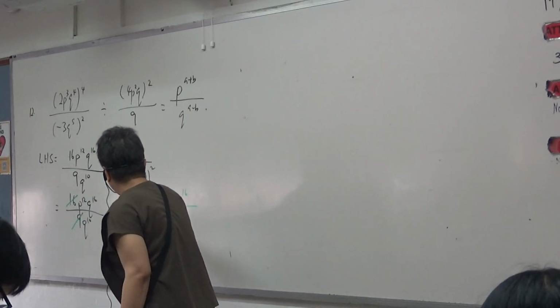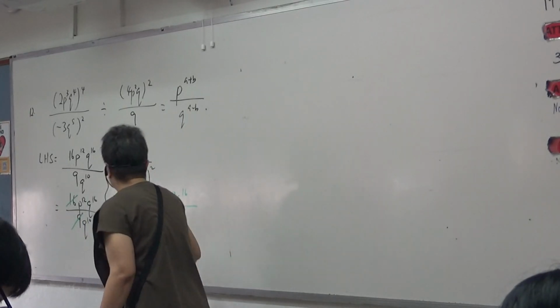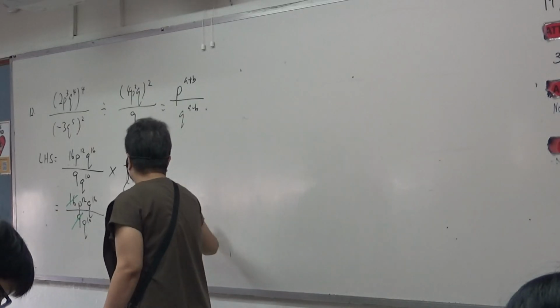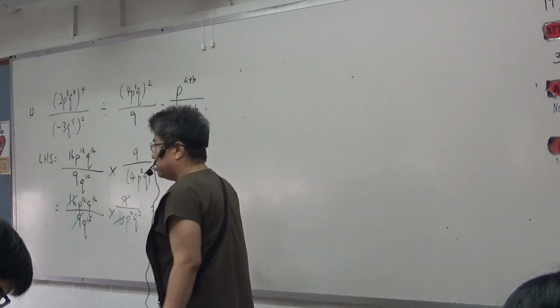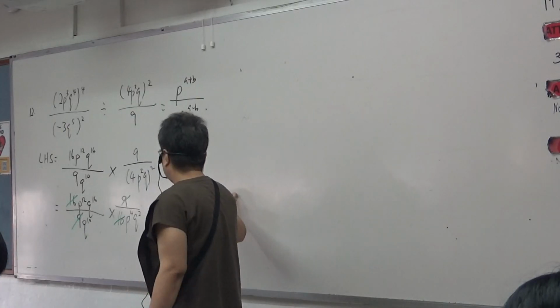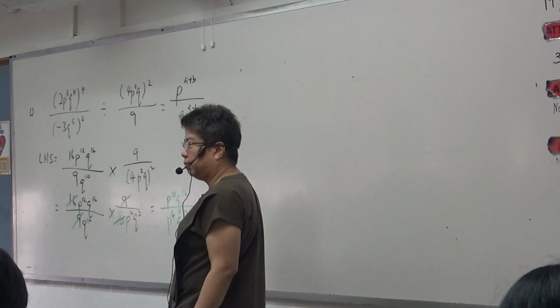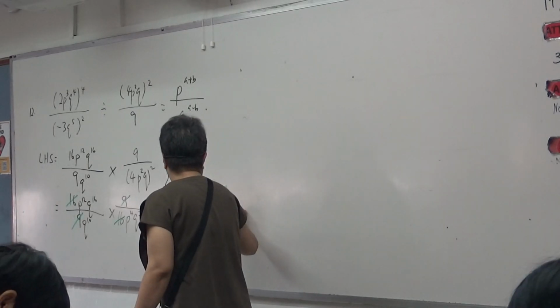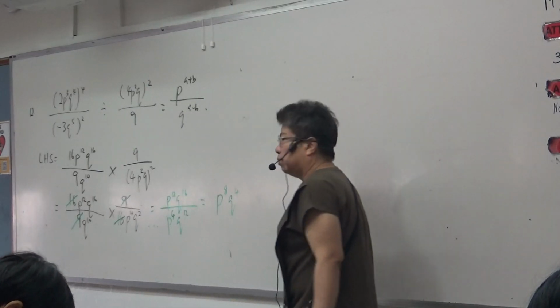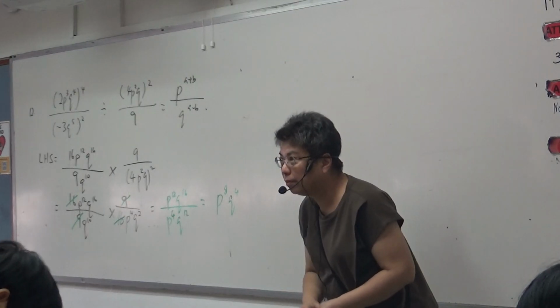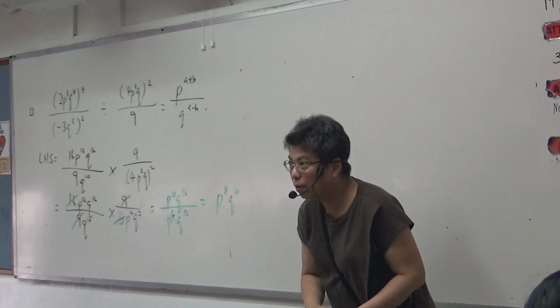P4, Q2. P4, okay, sorry, mistake. Q1, Q12. Can you see that? Finally is what? P8, right? Q1, Q4. Agree, right? Yes or no? Okay.